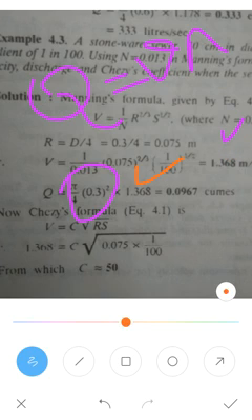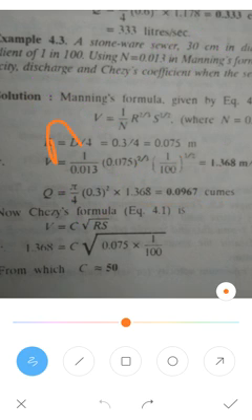So finally the discharge will be this one. That will be in meter cube per second. You can write meter cube per second or cumecs; both are the same.